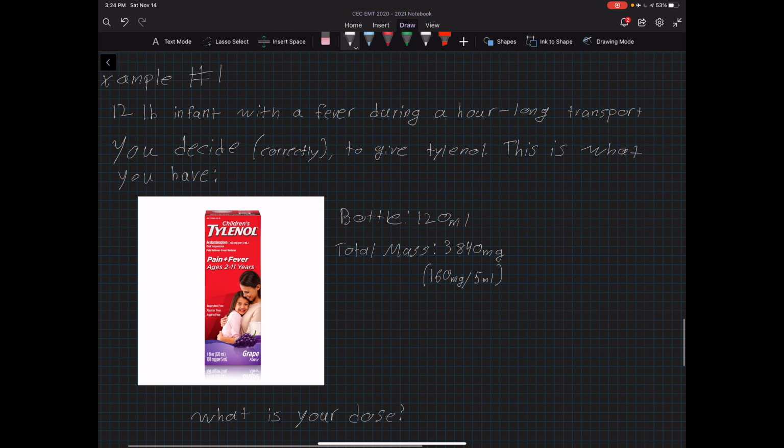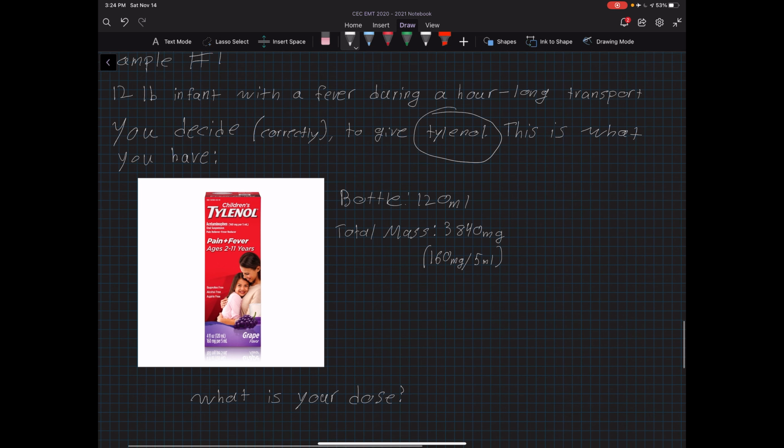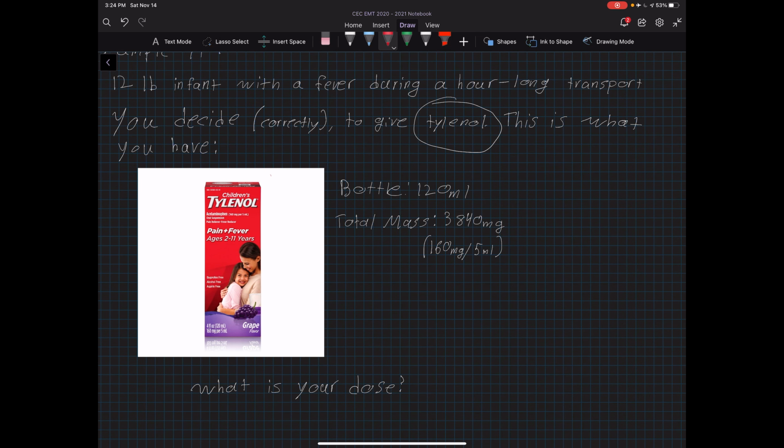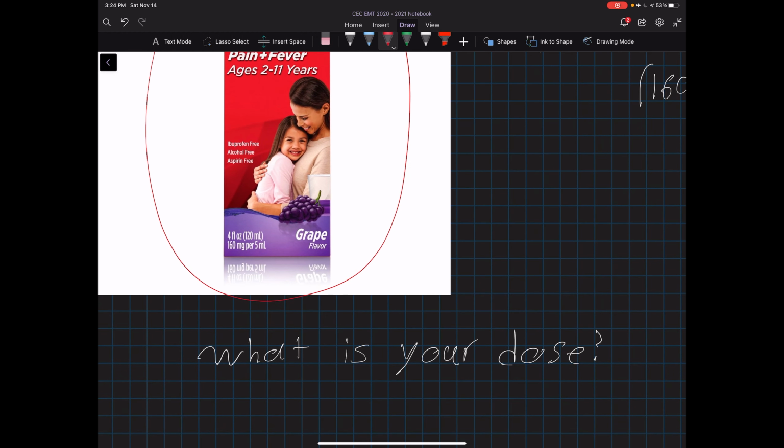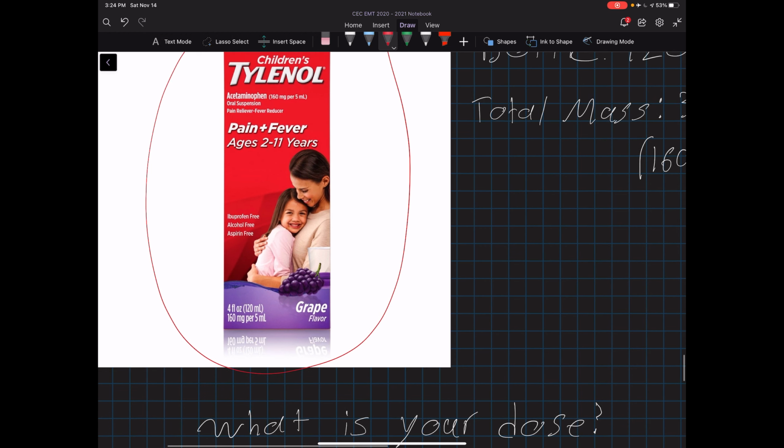Okay? Here, you can give this to prevent febrile seizure for a febrile infant during transport. So we decide we are going to give Tylenol. Okay? This is what we have in our ambulance. If you look real closely down here, the packaging gives us the information that we need to do this problem.